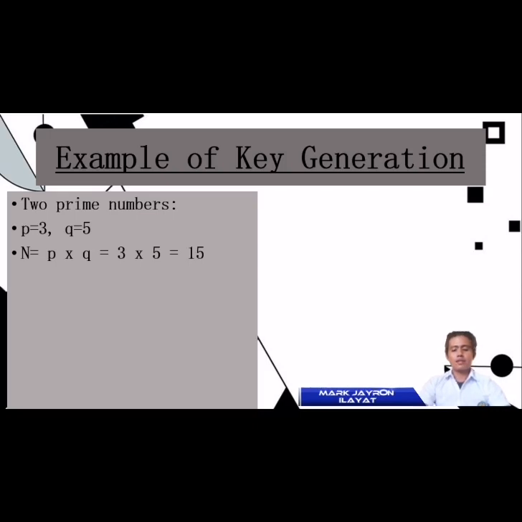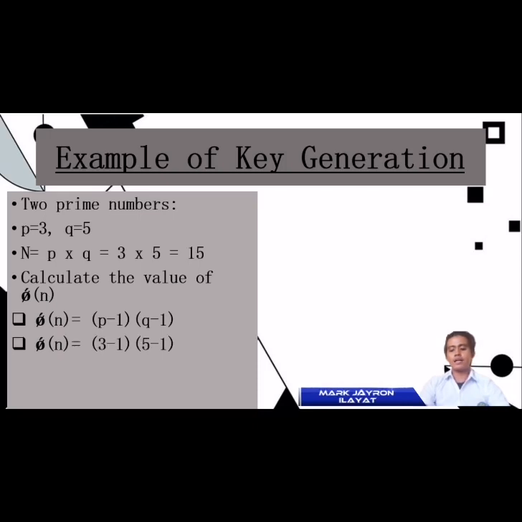Next is to calculate the value of phi of N. So phi of N is equal to P minus 1 times Q minus 1. Let's substitute the value of P, which is 3, and Q, which is 5. So this will be the equation. Phi of N is equal to 3 minus 1 times 5 minus 1. Phi of N is equal to 2 times 4, which is equal to 8. The value of phi of N is 8.